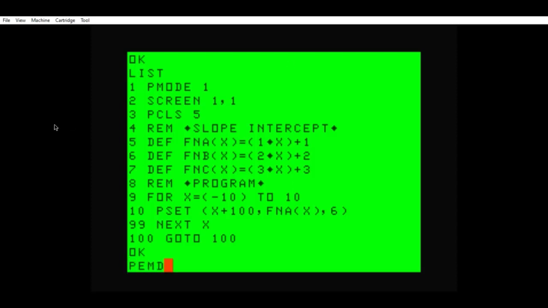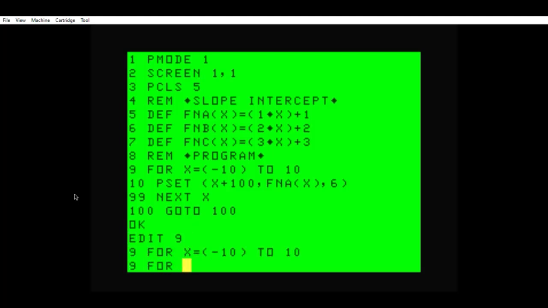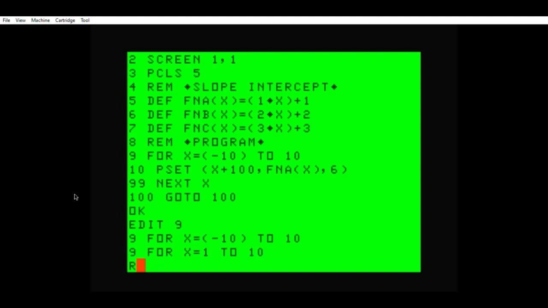Okay, so PEMDAS stands for parentheses, exponents, multiplication, division, addition, and subtraction. So it's going to evaluate this from left to right: parentheses, exponent, multiplication, division, addition, subtraction. So we're good here. Okay, the problem seems to be in number 9. I don't think I'm allowed to use a negative number here for some strange reason, and I think that's what's causing this problem. So we're going to change this to 1 to 10 and see what happens.